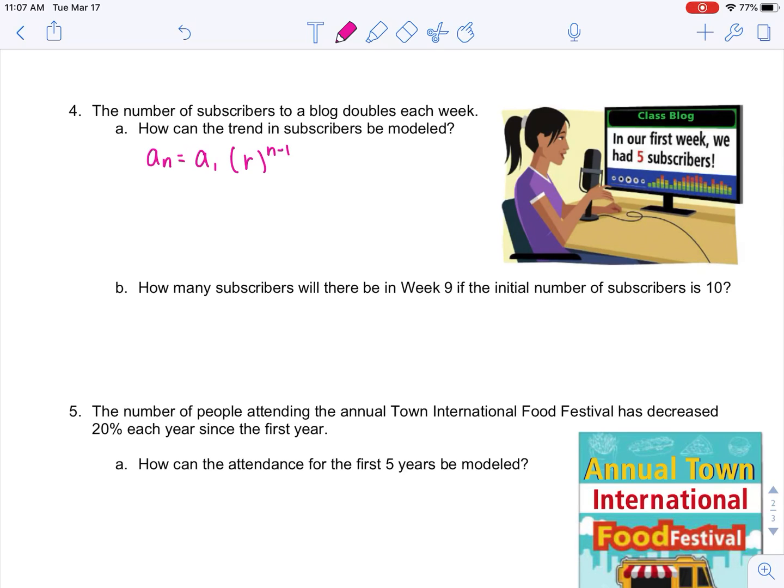So we're going to need a few things to write this equation. We need a_1 and we need r. We know it doubles each week, so that means r is going to be 2. We multiply by 2 each time. And if we look in this picture, it tells us in our first week we had 5 subscribers. So that means a_1 is 5. So we have r is 2 and a_1 is 5, so we can write our geometric sequence: a_n equals a_1, which is 5, times r, which is 2, to the n minus 1 power.